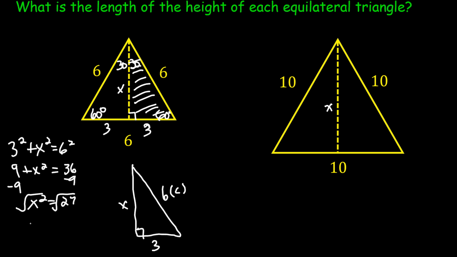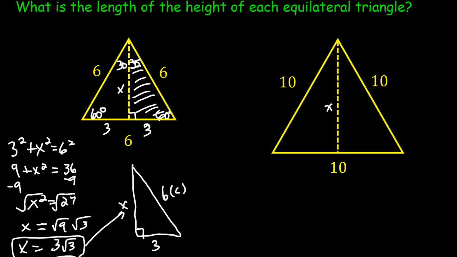And once again, you could type it into your calculator, but we're going to be dealing with exact answers, and you'll see why here in a minute. Square root of 27, I can break into square root of 9 times square root of 3. And so this one ends up being 3 root 3. All right, so that's going to be the height of that equilateral triangle.